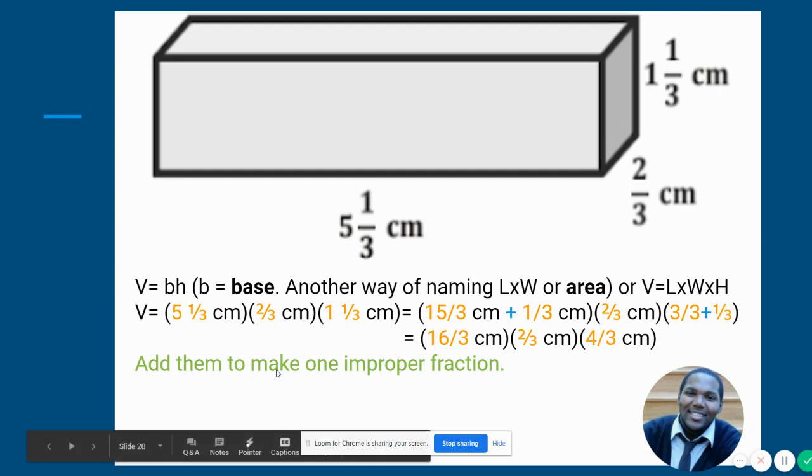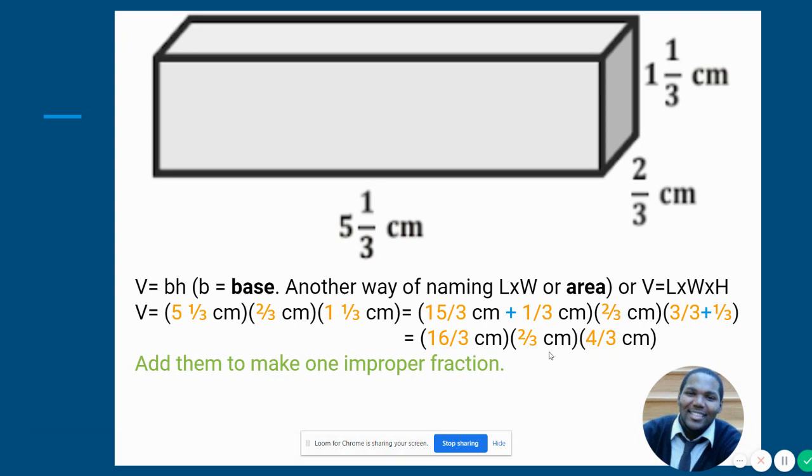Next, we're going to add them to make one improper fraction. So notice that 15/3 centimeters plus 1/3 centimeters equals what? 16/3 centimeters. Notice that I'm keeping these units. I went through the pain of keeping these units on purpose because I want you guys to always remember to keep your units. All right.